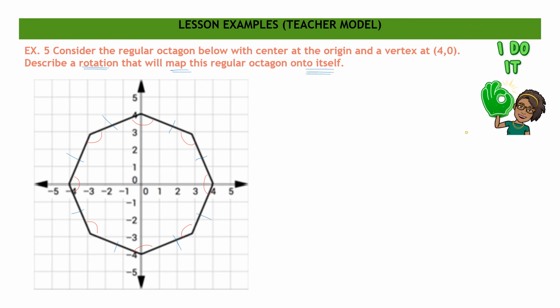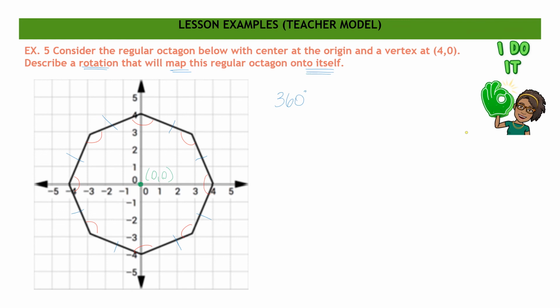So let's think about it. If I'm dealing in rotations, we know that a full rotation is 360 degrees. And to determine how many rotations we can get if it's centered at the origin, so remember, we are rotating around this point (0, 0). If it is centered at the origin and we know that there is 360 degrees in a full rotation, we have to take into consideration, well, how many angles do we already have in the polygon? And those amount of angles tells us how many times we can actually rotate the figure.